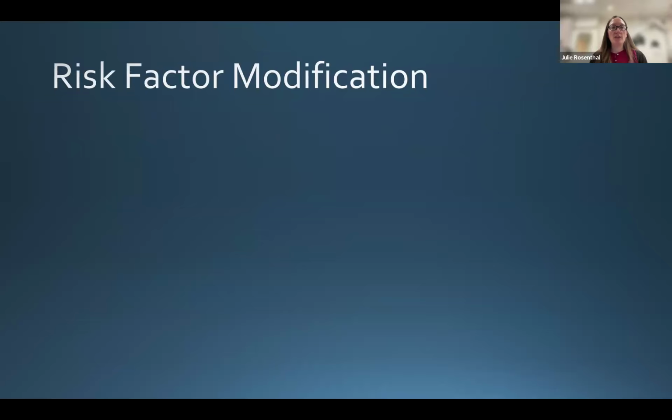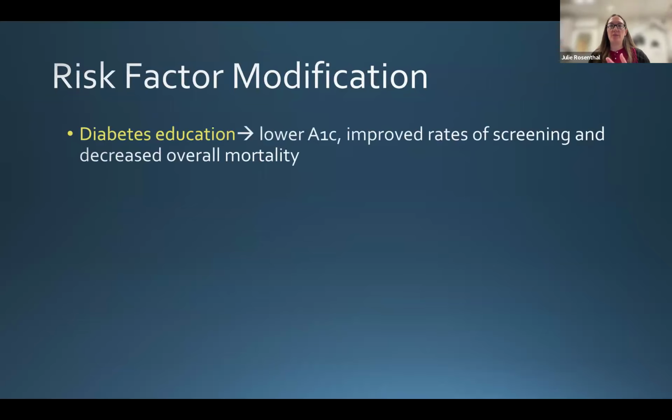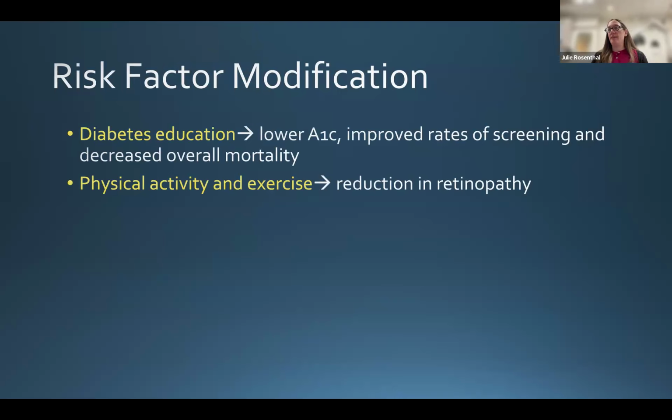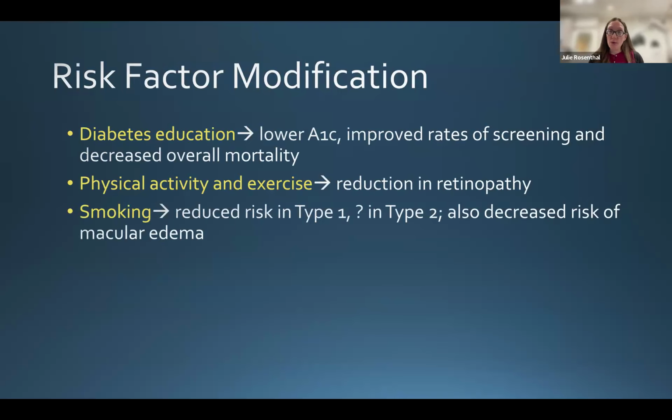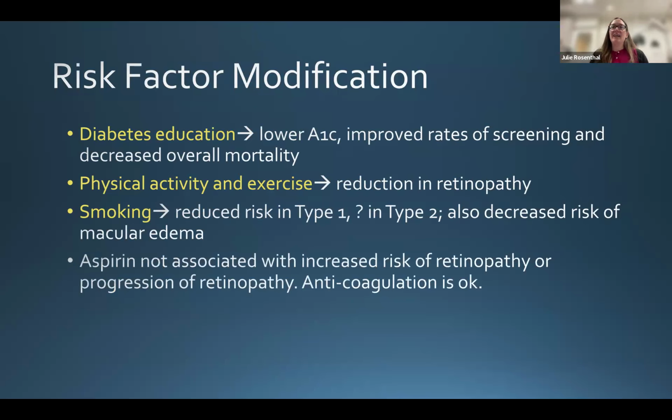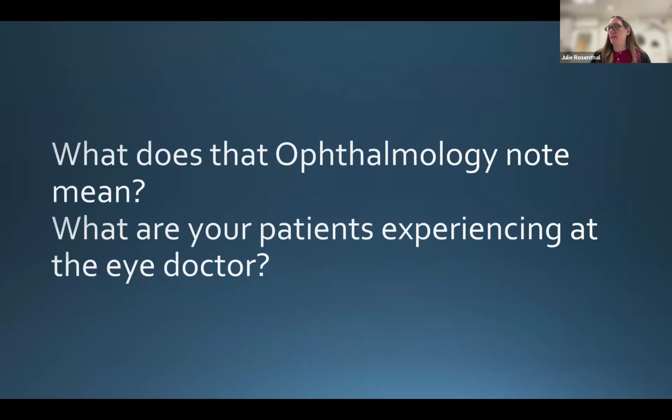Hyperlipidemia, patients also have a greater risk for vision loss, and nephropathy and anemia can also play a role. So what do we tell our patients? What can we do about these? All the stuff that you guys are probably already doing: educating your patients on the importance of a lower A1C, improved rates of screening, physical activity and exercise to reduce retinopathy. Smoking cessation is also an important thing to discuss because it has been associated with higher levels of retinal disease. Aspirin really hasn't had a big effect.